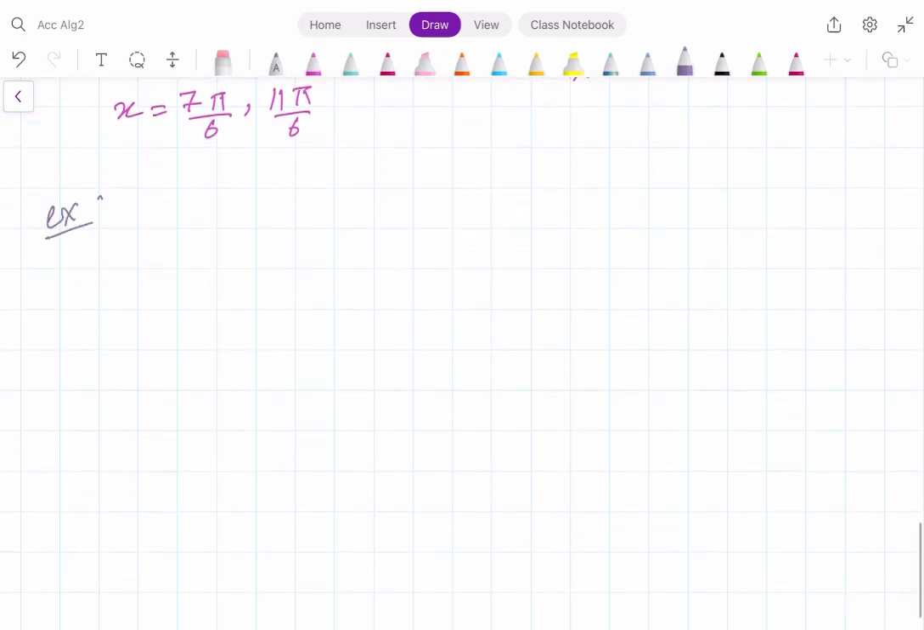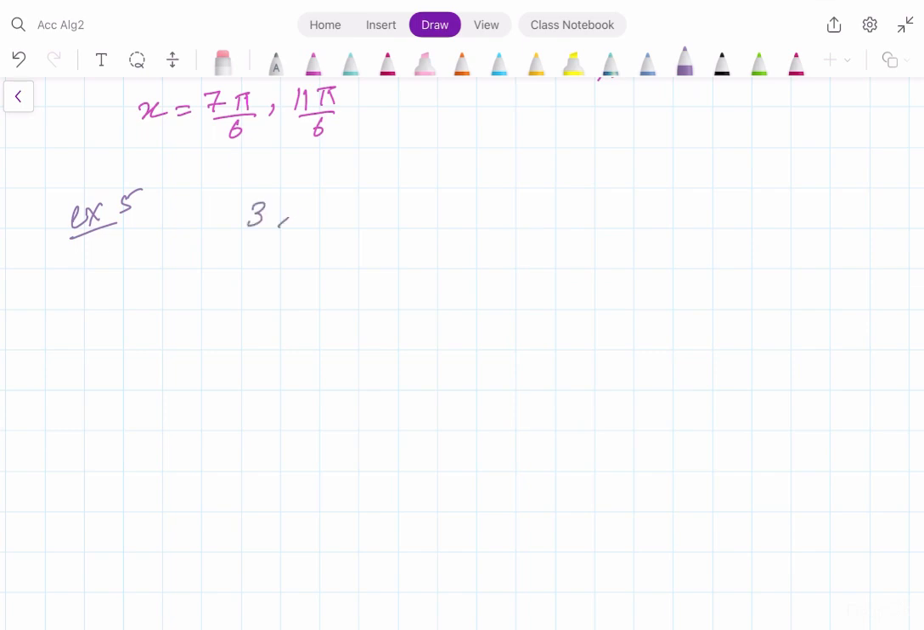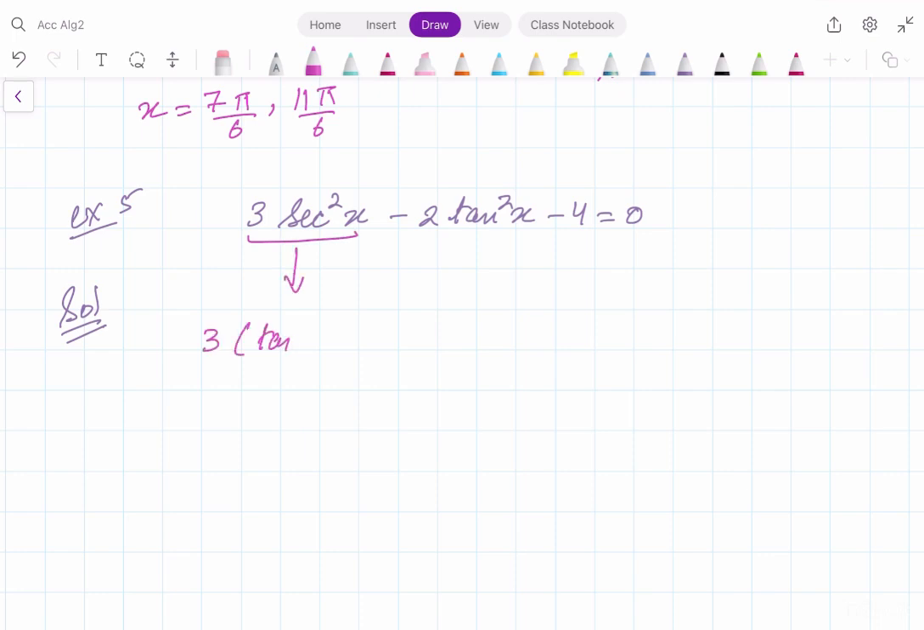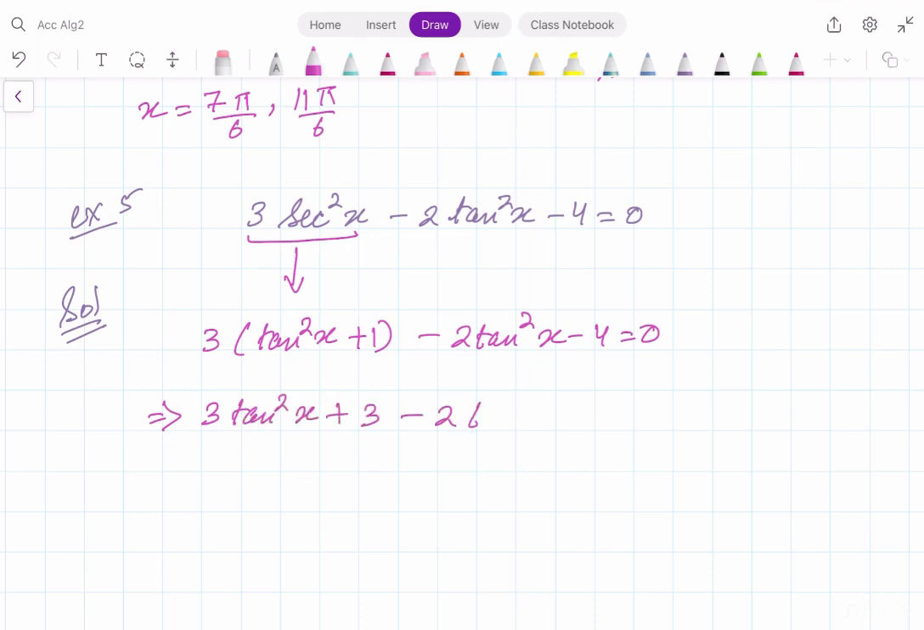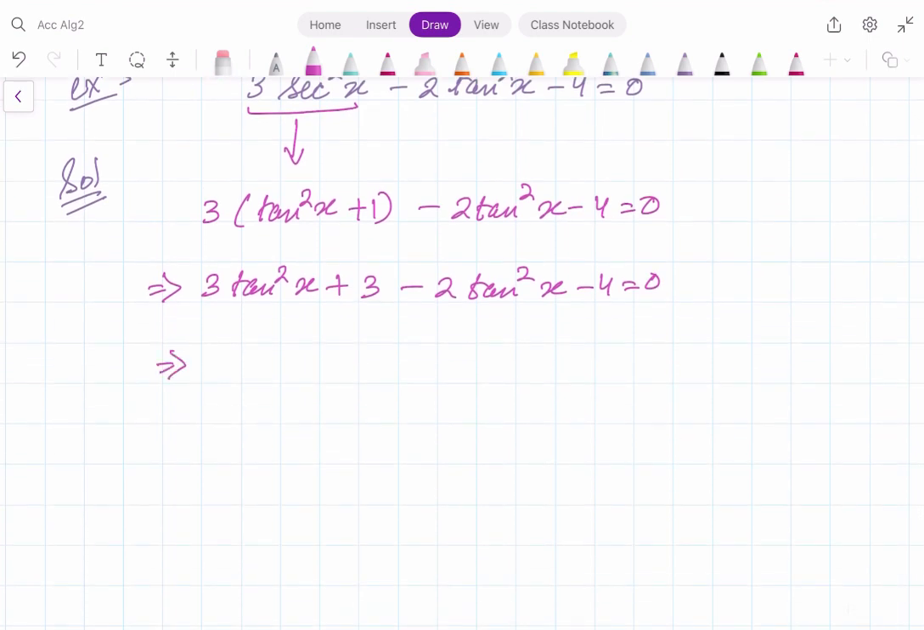In another example, we have 3 secant squared x minus 2 tangent squared x minus 4 is equal to 0. Now, to turn it into something more feasible, I can use the property that secant squared x is tangent squared x plus 1. Now, everything is in terms of tangent. And if you clean it up, you will get 3 tangent squared x plus 3 minus 2 tangent squared x minus 4 is equal to 0. Combine the like terms and you will get tangent squared x minus 1 is equal to 0.